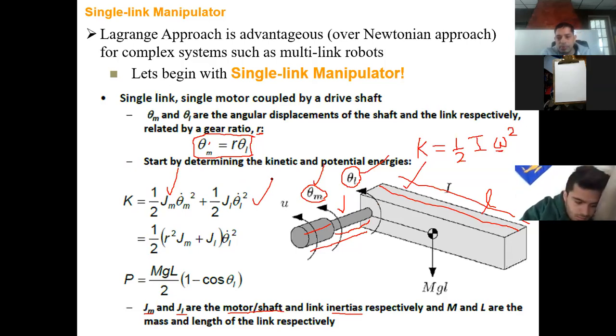What was J again? Oh, J is for the inertia. I call it J in this. We used to call it I, right? Inertia. Yeah, I simply call it J here because I want it to be consistent with the book. You can simply call it I also, but I want it to be consistent with the book. Makes sense?